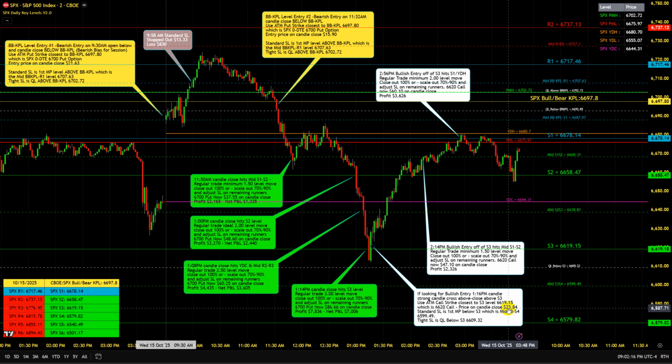was $23.84. Your standard stop loss on this bullish trade is going to be the first midpoint level below the level you're taking the trade from, which would be this level here, the mid S3, S4, 65.99.49. Or your tight stop loss is the QL below the level you're taking the trade from, and because it's a bullish trade, that is the QL level below S3. So in this case, 66.09.32. As you can see, neither one of those came close to being breached, and we got a pretty striking move back up.